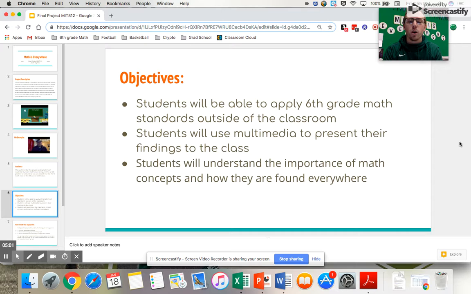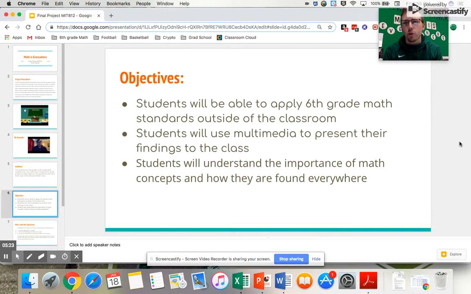And lastly, students will understand the importance of math concepts and how they are found everywhere. So the big idea is for students to understand that we don't just do this stuff in class because we have to follow a certain plan. There is a reason why we have to learn this stuff. It's going to apply outside the classroom.